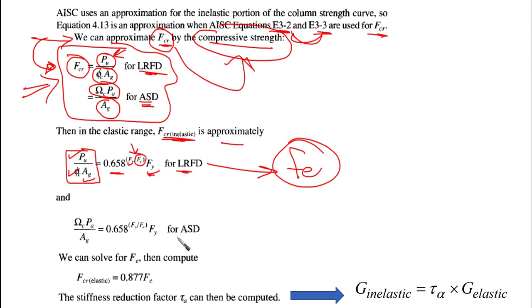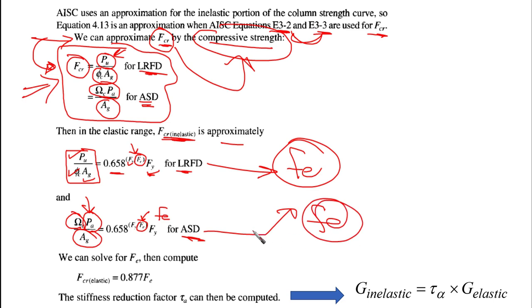Similar, this is if we're talking about LRFD. If we're going to talk about ASD, then we're going to use the same approach. Omega C is known for us. PA is going to be the actual load. AG is the area gross, we know it. Everything here is known on the right hand side except for exactly Fe. Fe is not known for us, so we can obtain it. So after obtaining Fe, we're going to get FCR elastic. FCR elastic equals 0.877 times Fe, which is already obtained from the previous step. Then this is FCR elastic.